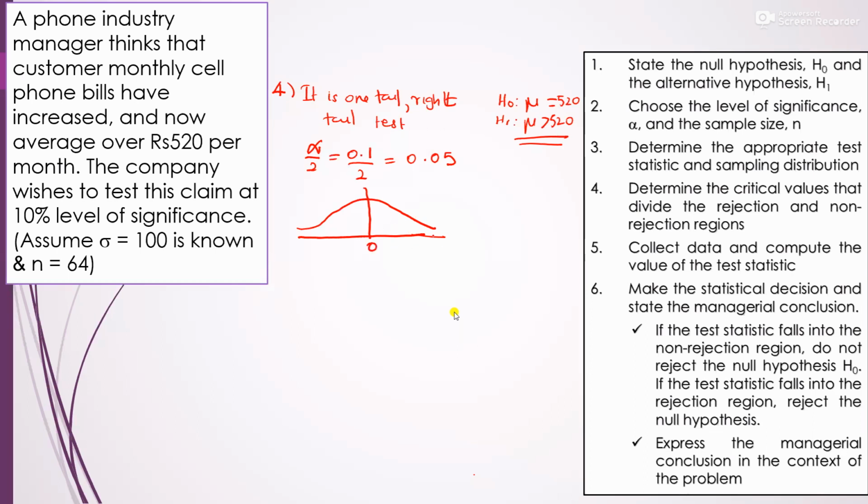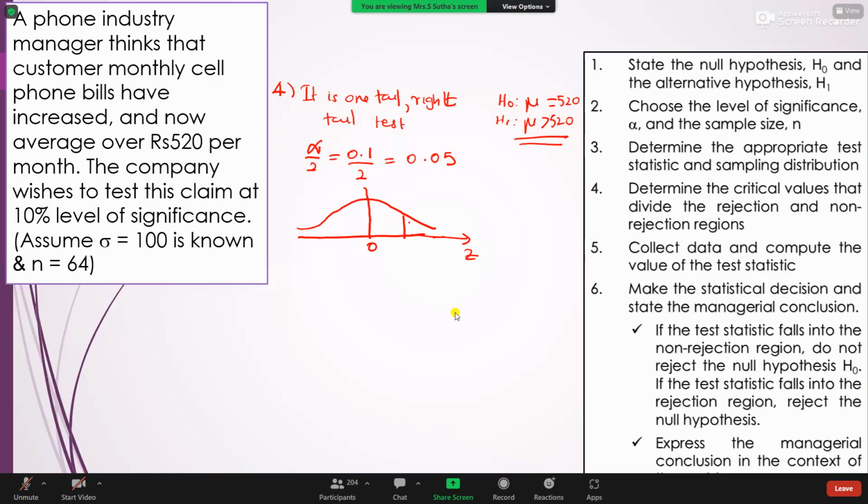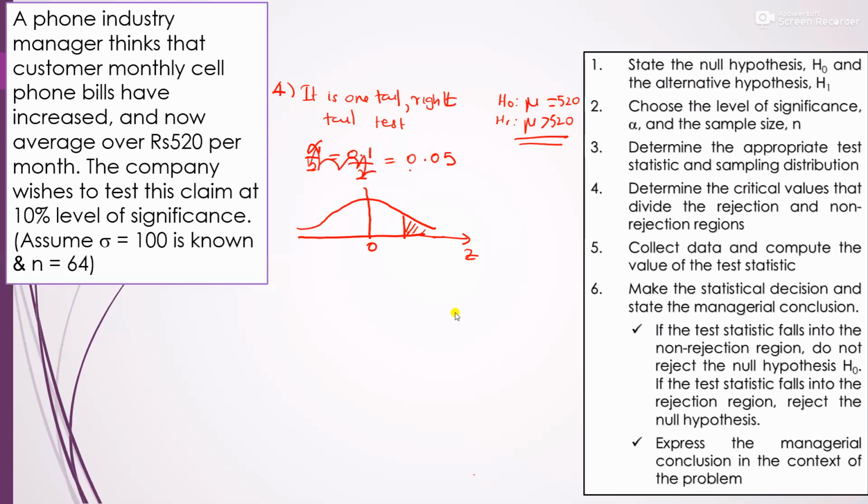Zero is Z. Only one tail. Not here, sorry. For the two tail only, we have to take alpha by 2. It is only alpha, that is equal to 0.1. This is 0.1. And this is Z alpha. The critical value is Z alpha, right? 0.4 from the table.